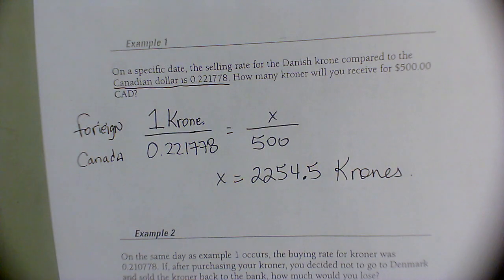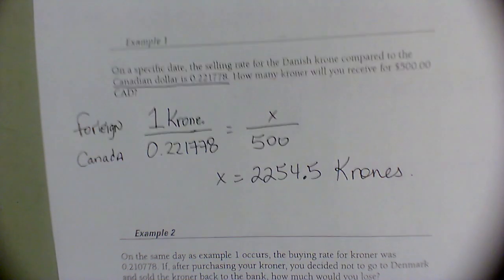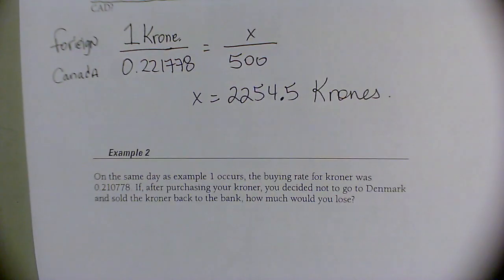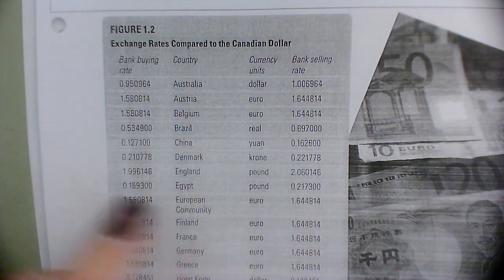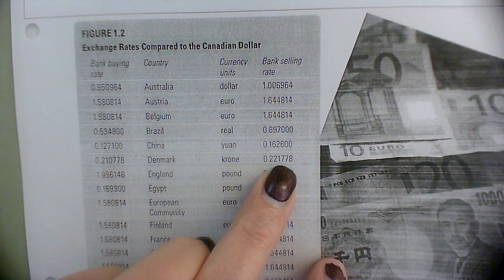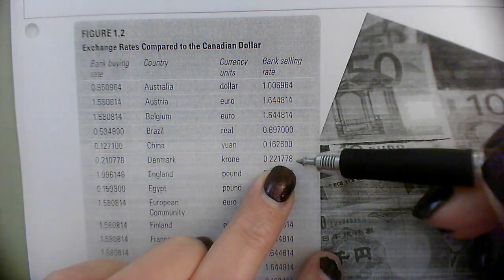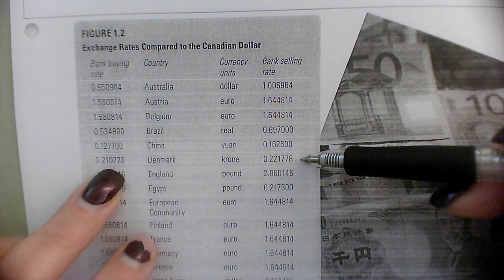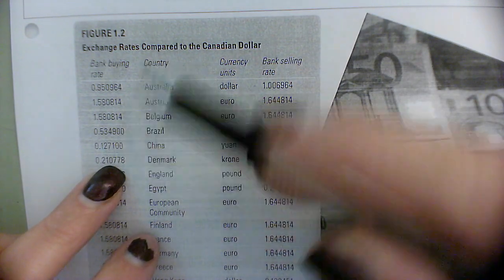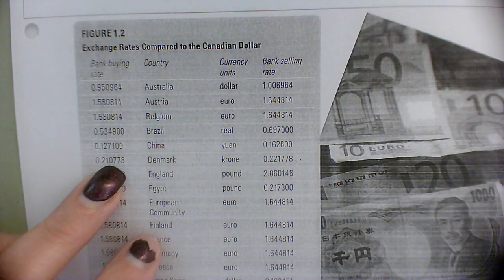And we don't know how much it is to buy things for krones, but it's just to be able to figure out that exchange rate. So now, on the same day, and as in example 1, you decide you're not going to go to Denmark, and you're going to go back to the bank and sell it back to the bank. You notice that we used this value first because the bank was selling to you. Now you're going back to the bank, so we go to the bank buying rate because they're buying it from you.